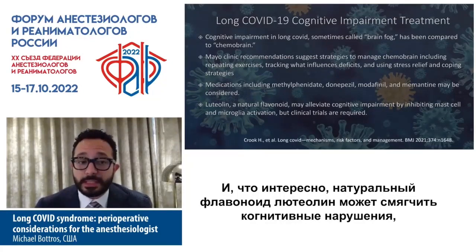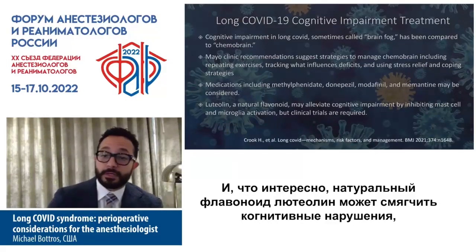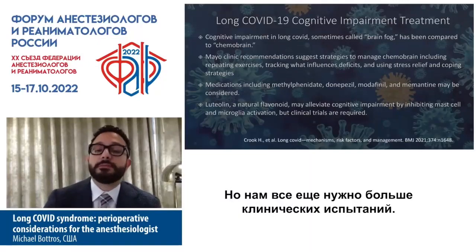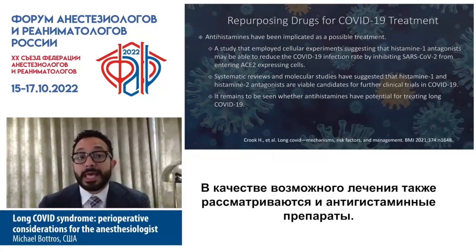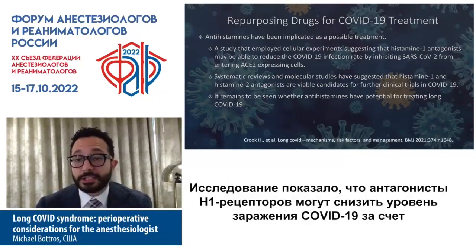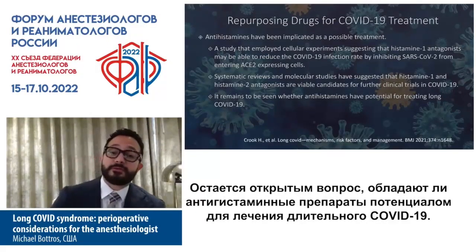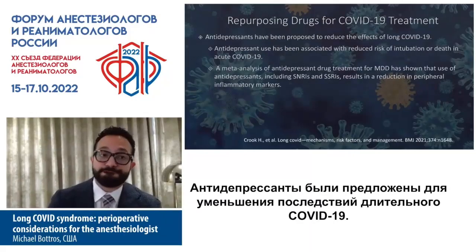And then, interestingly, a natural flavonoid, luteolin, may alleviate cognitive impairment because it inhibits mast cell and microglial activation, but we still need more clinical trials. Now, antihistamines have been implicated as a possible treatment as well. A study suggested that H1 antagonists may be able to reduce COVID-19 infection rate by inhibiting SARS-CoV-2 from entering the ACE2 expressing cells. It remains unclear whether or not antihistamines have the potential for treating long COVID-19.